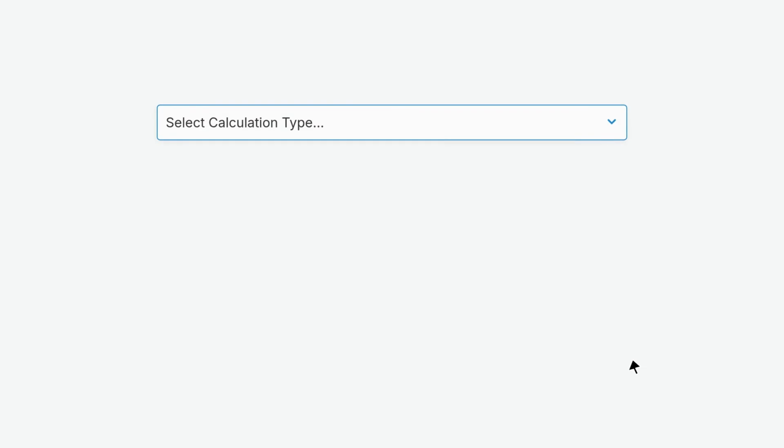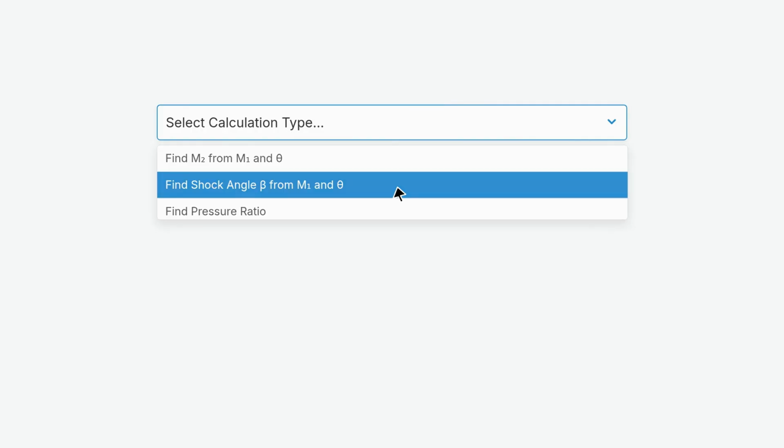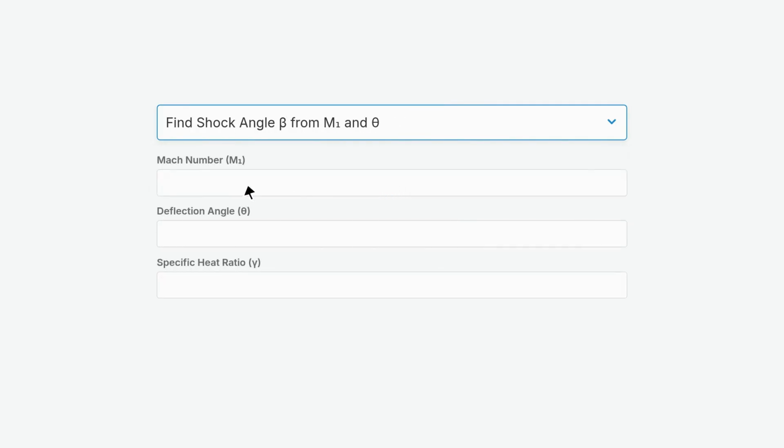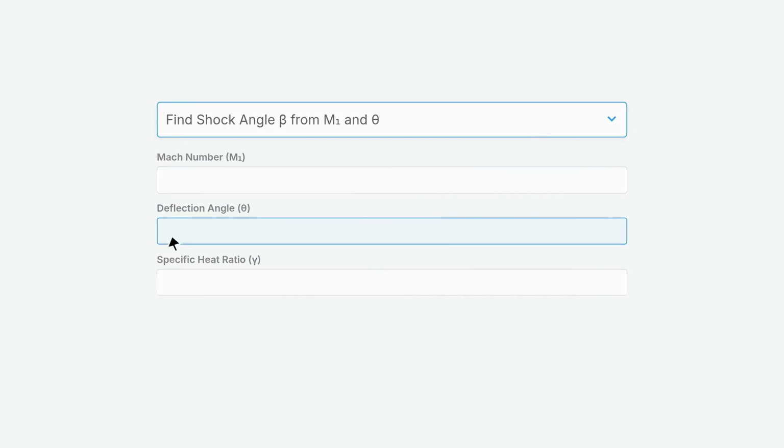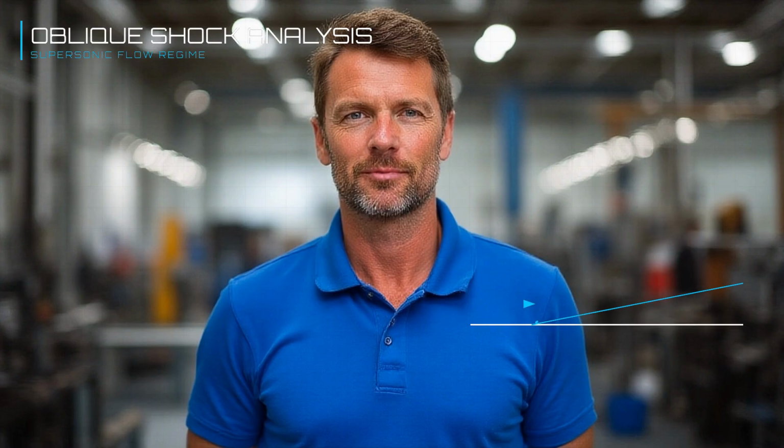For this demonstration, I'm selecting Find shock angle V from M1 and Th. Next, enter the upstream Mach number M1, the deflection angle Th in degrees, and the specific heat ratio G. The shock angle V field appears when needed for certain calculation modes.